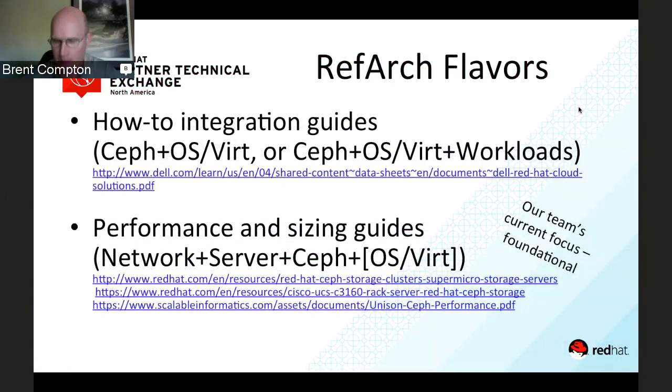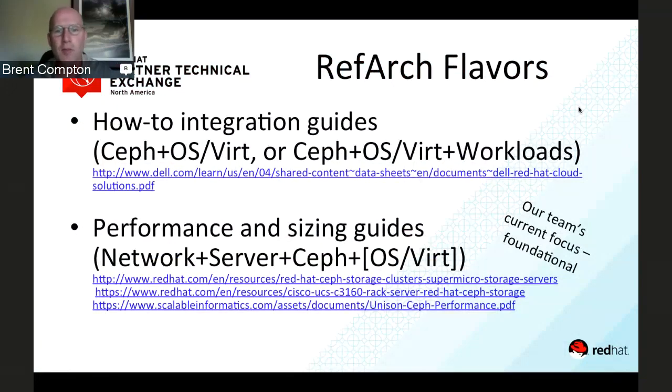So right now, just FYI, our team is currently focused on the bottom one, the performance and sizing guides, mostly because there's just so many questions that we get peppered with about performance and sizing as the explosion of permutations of server, media, and network grows. So that's going to be how we focus our comments today. That's where we've been focused in building these reference architectures, is more the latter. We're working towards the former, the top one there.